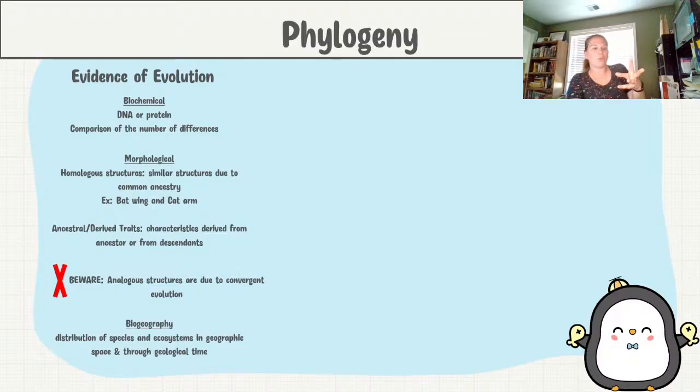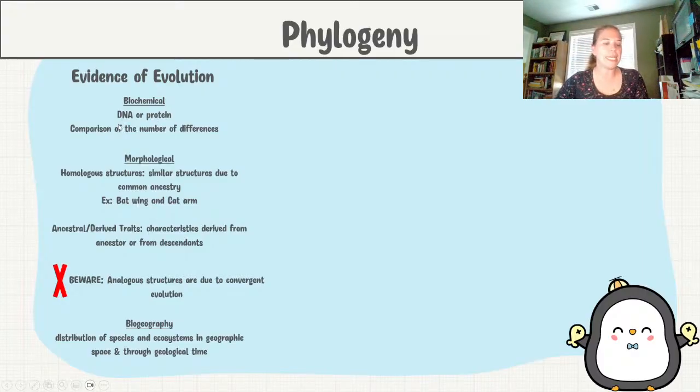And then biogeography, so looking at where they are in the environment and what ecosystem they make up, and that kind of helps us to see where they are. Plus, looking at their geological time allows us to see whether they potentially are from the same descendants. So in terms of all of this evidence, what is the best evidence to use? Our best evidence to use, of course, is biochemical evidence. It's the most accurate evidence we have. And between DNA and proteins, DNA is more accurate.